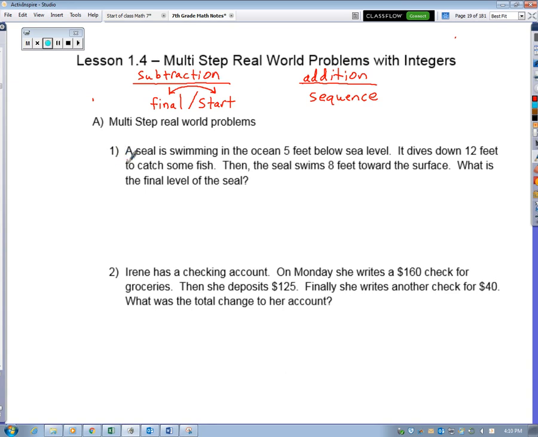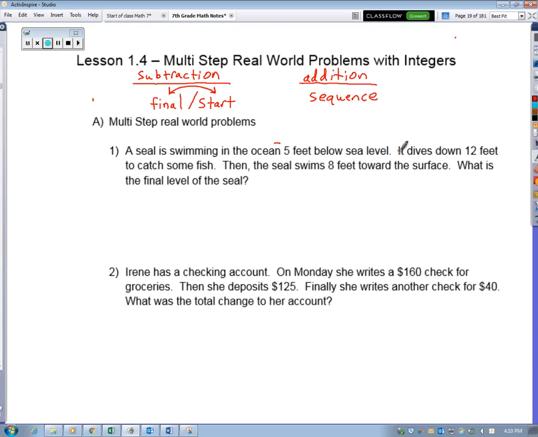A seal is swimming in the ocean 5 feet below sea level. We're going to pause right here because we're just going to take this one piece at a time, and what we need to do in these problems is decide if these numbers are going to be positive or negative. If a seal is below sea level, that's negative, so I'm going to put a negative sign here to know that that needs to be a -5.